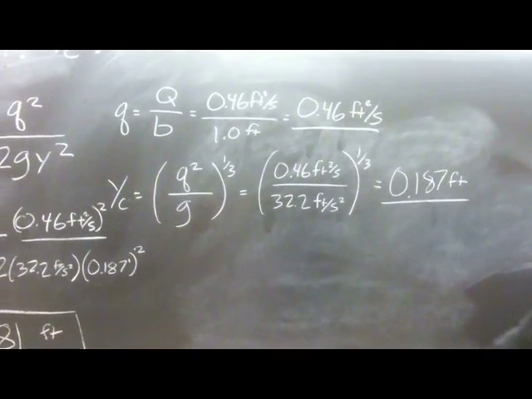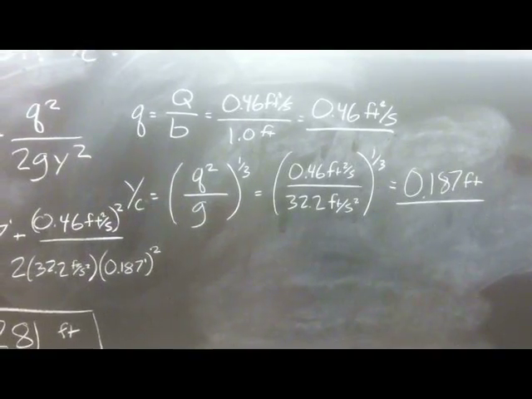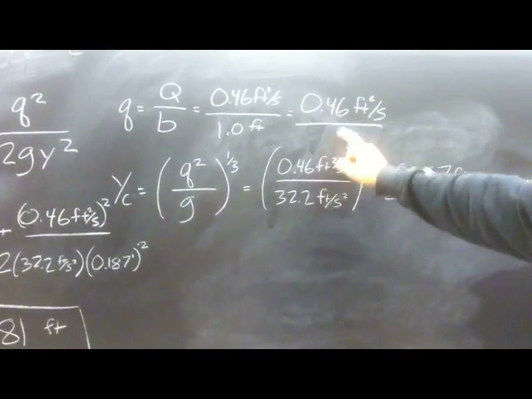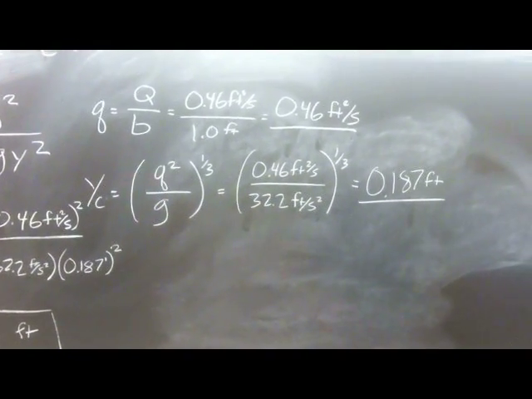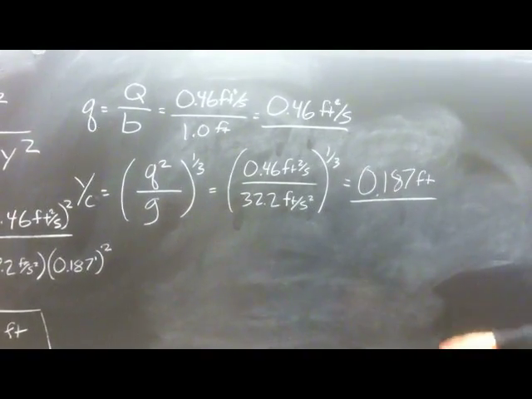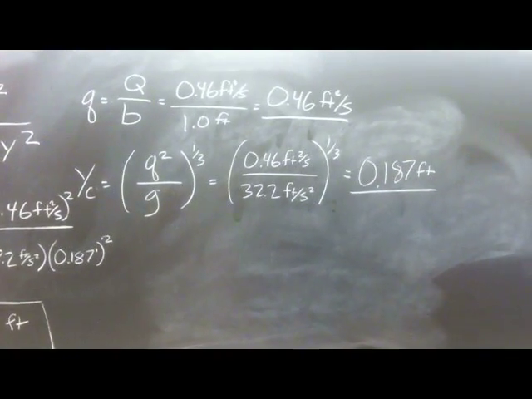Then, in order to find y critical, you use this equation, q squared over g. Plugging in the value of 0.46, which we got up here, and gravity, which is 32.2 feet per second squared since we're in feet, all to the power of 1/3. Using this calculation, you achieve an answer of 0.187 feet.